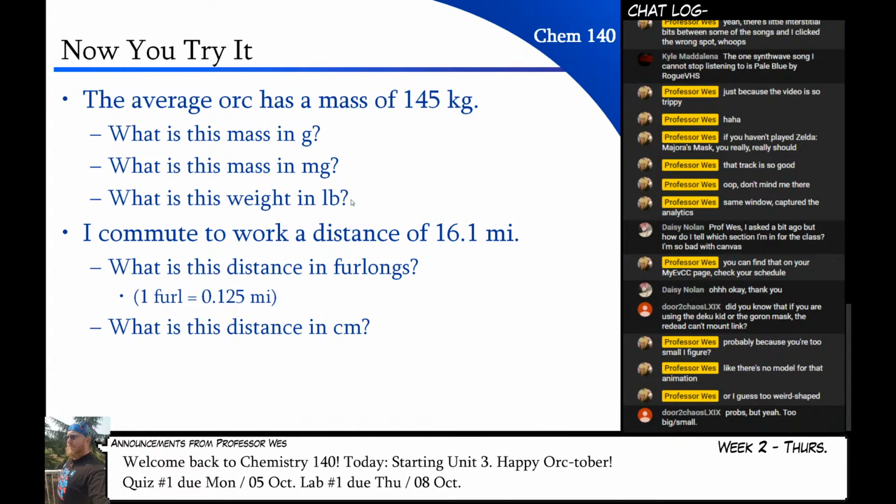Each of these can be done in one step, provided that you use the answer to the previous one in some cases, okay? There is a conversion from pounds to kilograms. You'll have to look that up on Google. For miles to furlongs, I give you the conversion. This is actually an exact conversion, for what it's worth. I'll even write that down here.